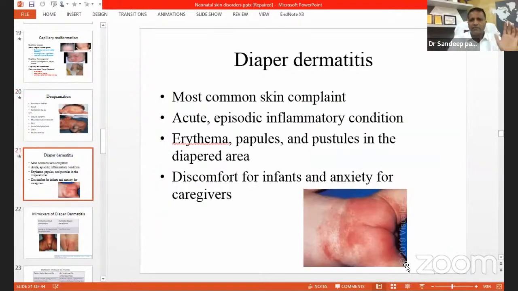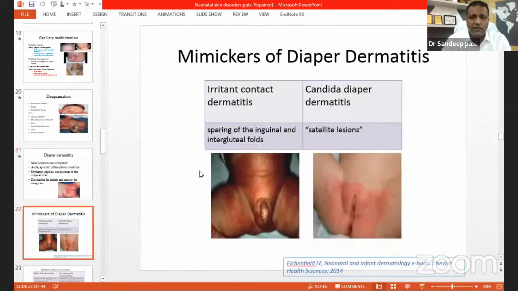See, diaper dermatitis is the most common skin complaint. Most of the mothers are using diapers. So there are guidelines also. If time permits, we are going to discuss the guidelines about how to use diapers, when to use and when not to use. Just to see this picture, you can see erythematous papulopustules in the diaper area. It is diaper dermatitis, but most of the time it is confused with a few of the skin disorders, which I am going to discuss in the next slide.